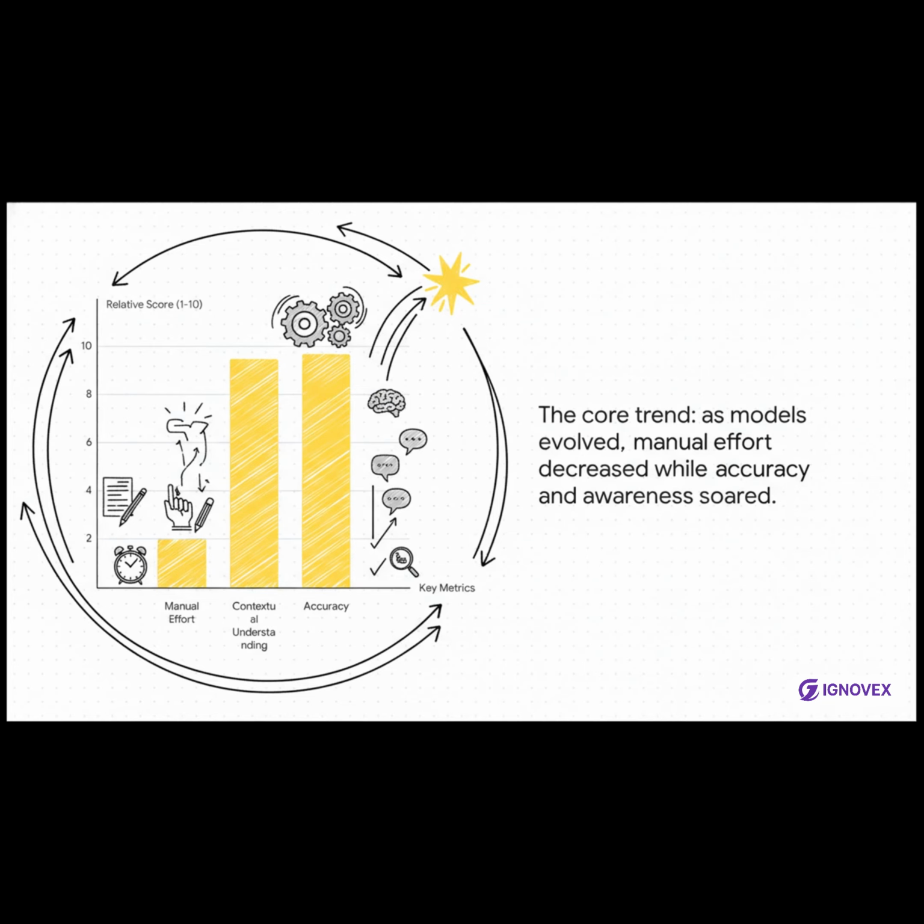And this chart, it really captures the core trend of this entire journey. Look at that. The amount of manual human effort started super high and then just completely nosedived. And at the exact same time, the machine's ability to understand context and its accuracy just went through the roof. It's a perfect trade-off. Less work for us, way more intelligence from the machine.